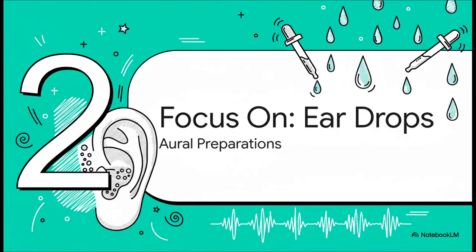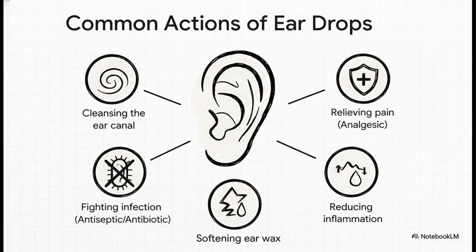Okay, let's take that principle and see how it works in the real world. Our first stop is the ear. We're talking about ear drops, or, as you'll see them called, otic preparations. Now, as a future pharmacist, you need to know that ear drops are used for a whole range of things. Yeah, they soften earwax, but that's just the start. They are a critical way to deliver drugs to relieve pain, powerful antibiotics to knock out an infection, and even steroids to reduce inflammation right where it's needed.